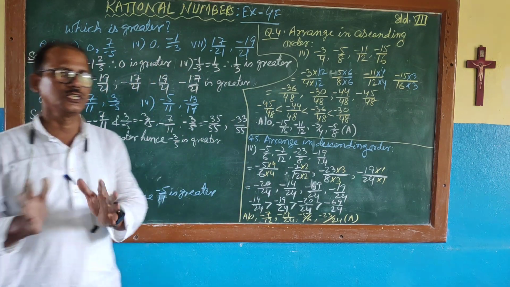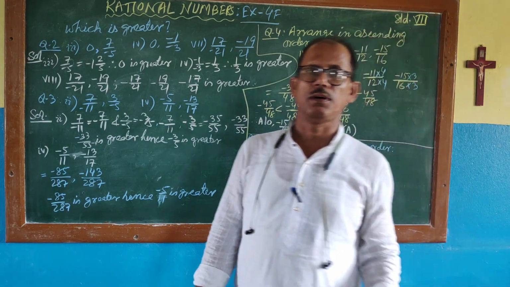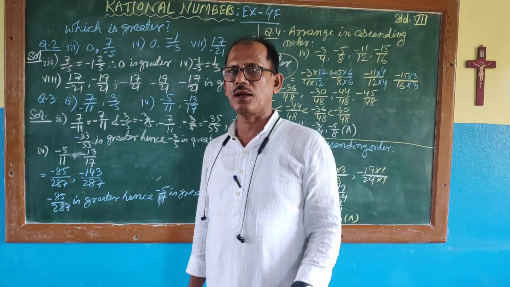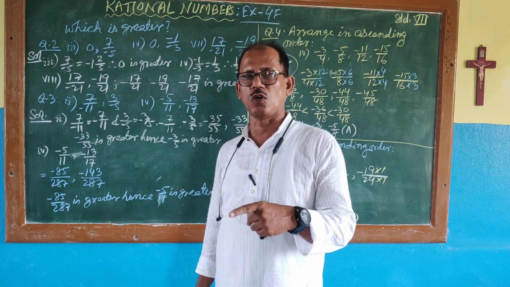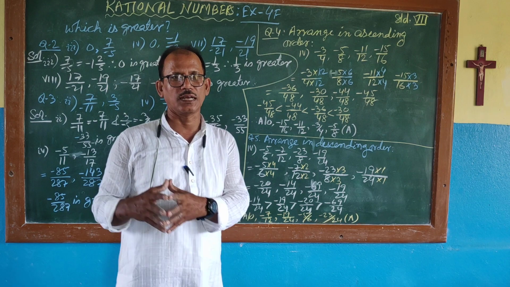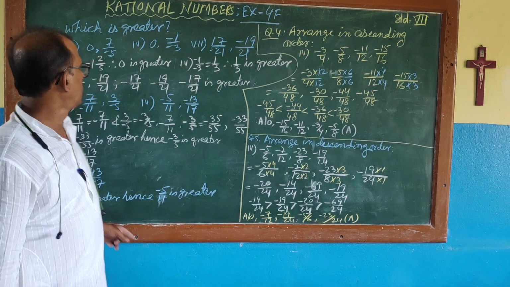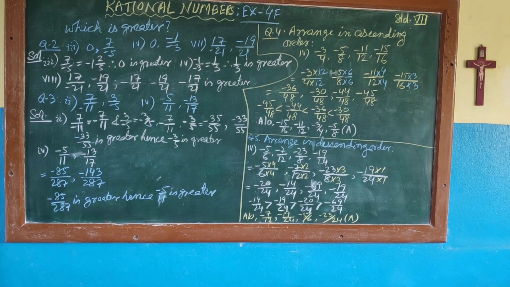First of all, 0 is greater than all the negative rational numbers. I say to you, a proper fraction is always less than 1. That aspect I said to you, and here I am talking that all the positive rational numbers are greater than 0. Okay, now moving on to which one is greater.